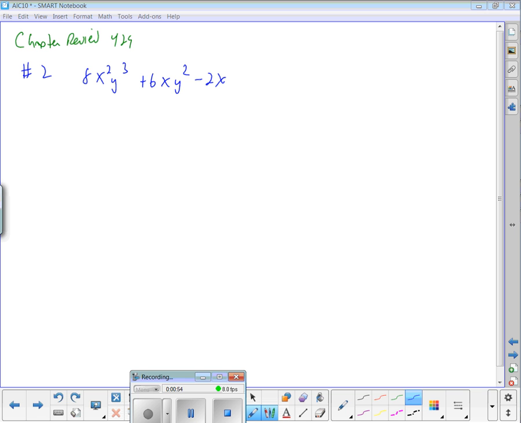Okay, I'm going to pause you where you're at. Hopefully the first thing you did when you looked at this, you said, I'm going to factor out common factors first. It's got to be your first thought every single time. Hopefully you see a common 2, and hopefully you also see a common x. So we can get a 2x out.